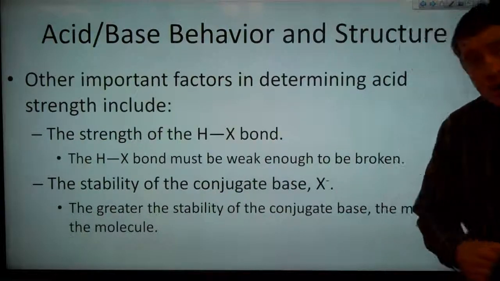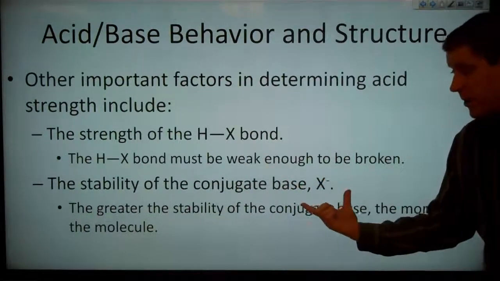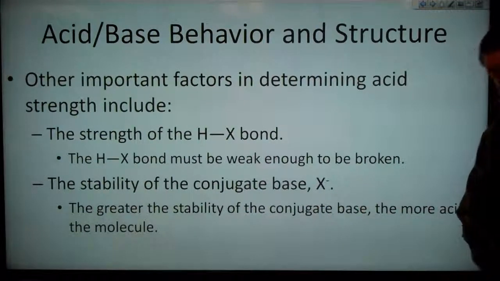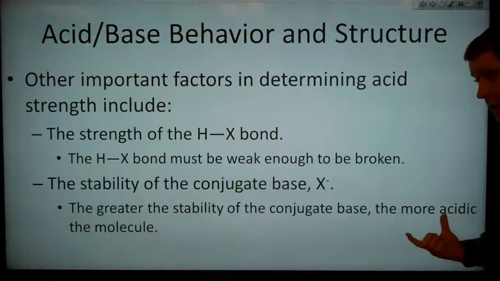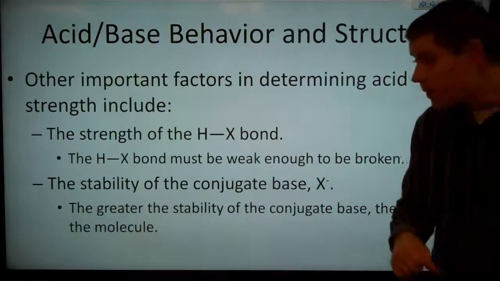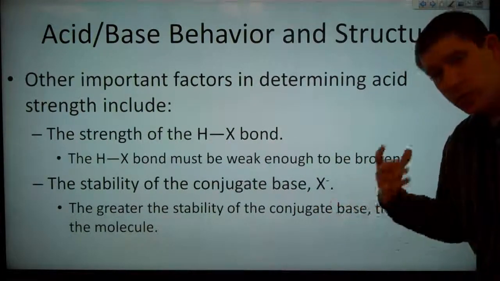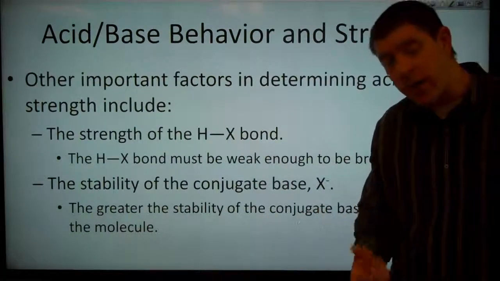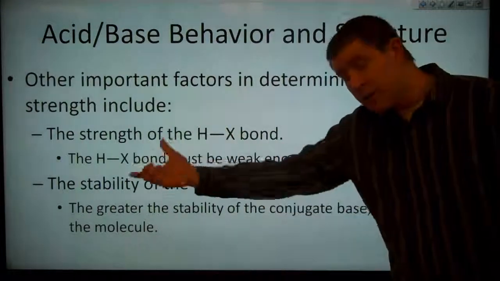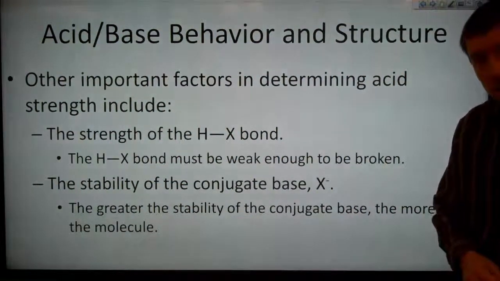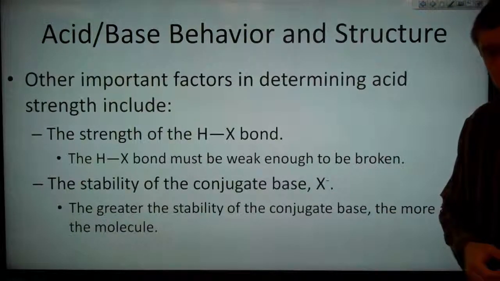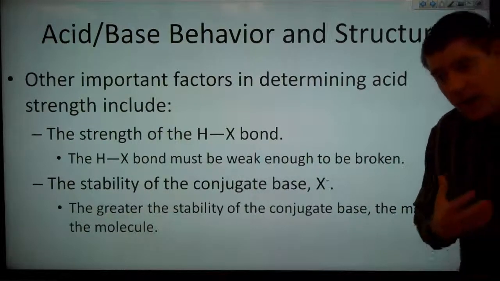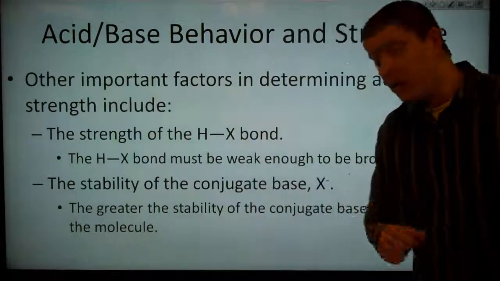Another thing to take into account is the stability of our conjugate base, X minus. The greater the stability of our conjugate base, X minus, the more acidic our HX can be. Because if X minus is really unstable, if it's really energetically unfavorable for that X minus to be around, then that H plus is not going to come off the molecule. It's going to stay together. It's not going to dissociate. But if that X minus is really stable, then we have a thermodynamic driving force for our bond to be broken.